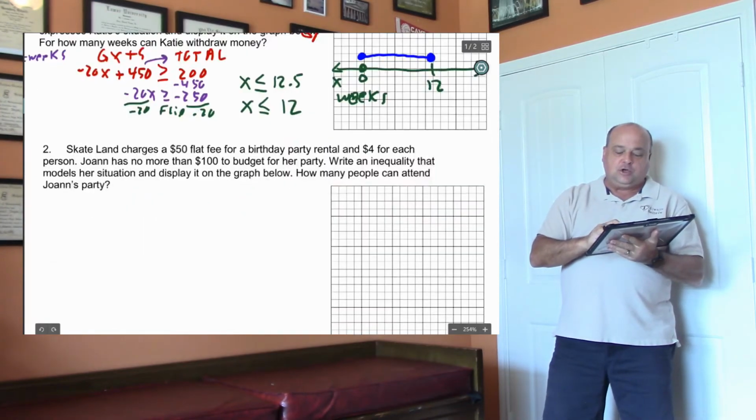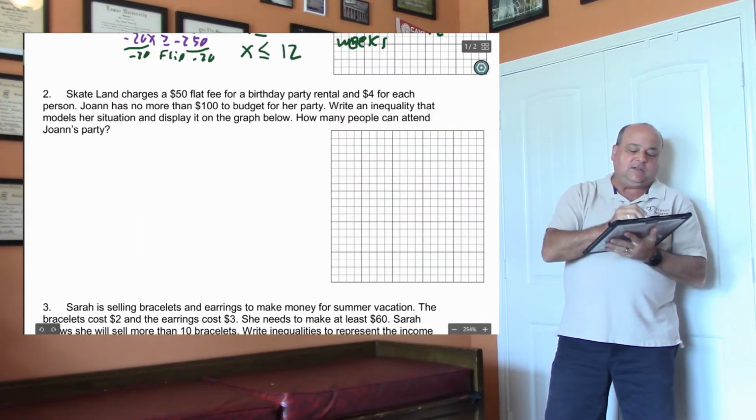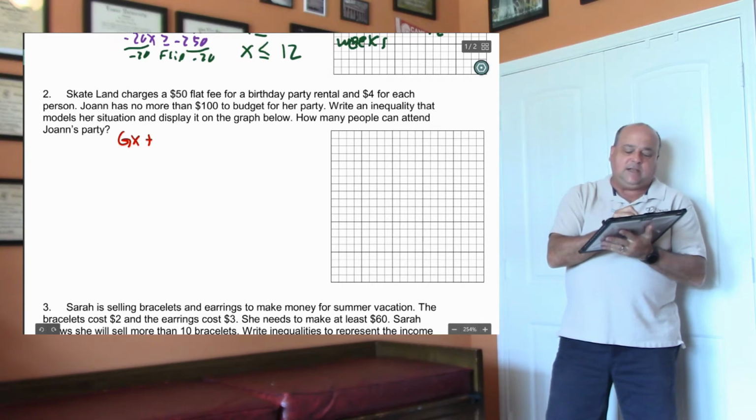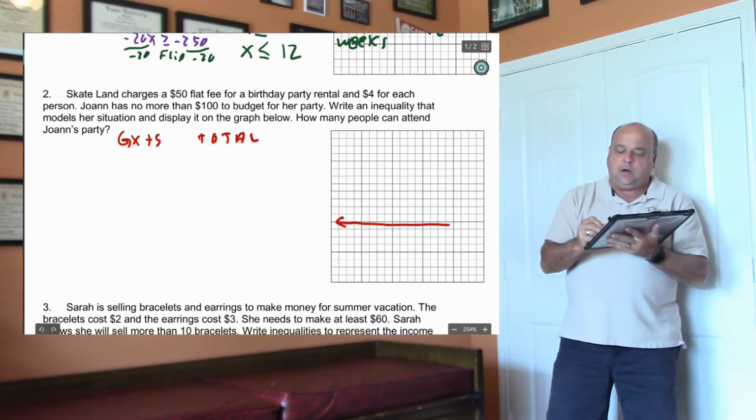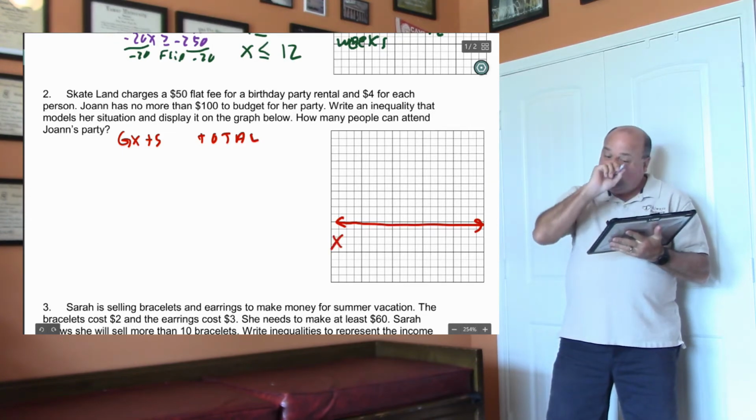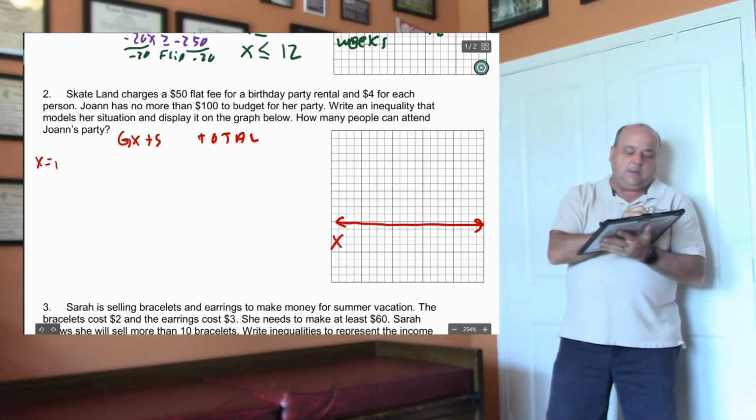Now let's go to number 2. Number 2, we're going to have the same thing. We're going to have a gx plus s and a total. You're going to graph a number line, call it x, and on this one, the x is going to be the number of people.